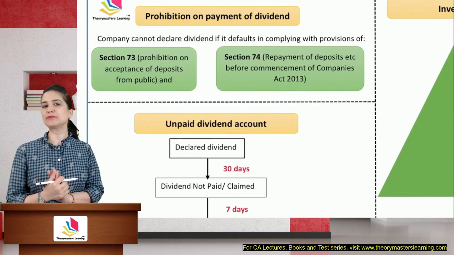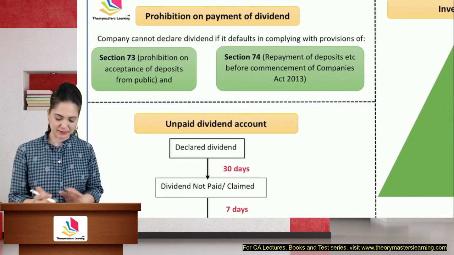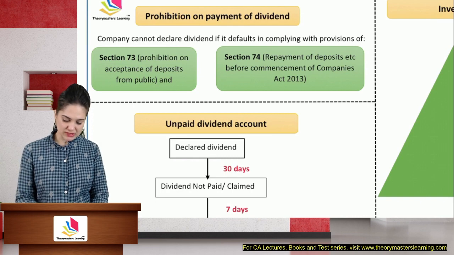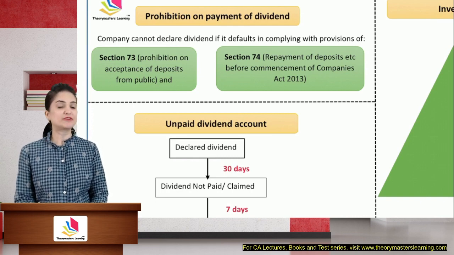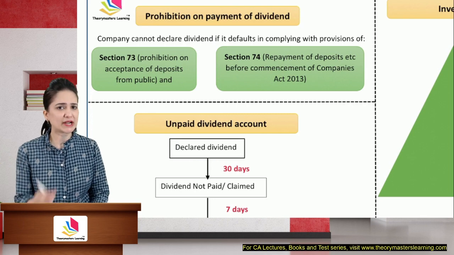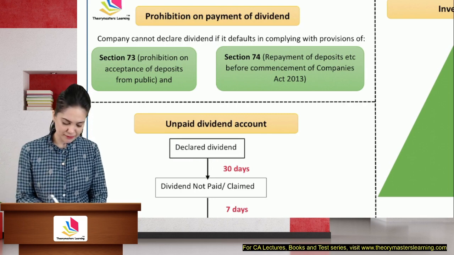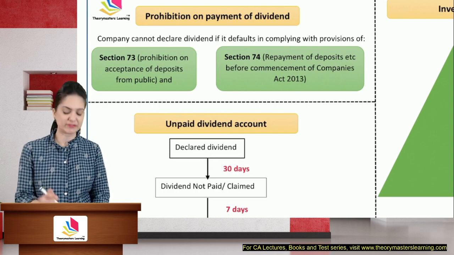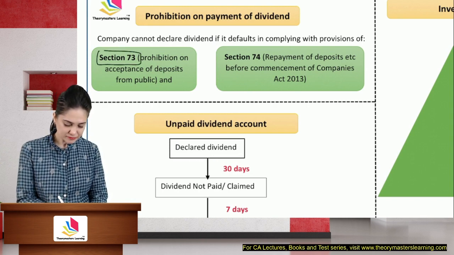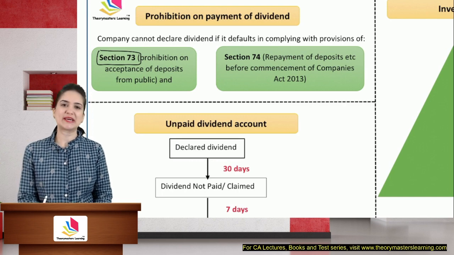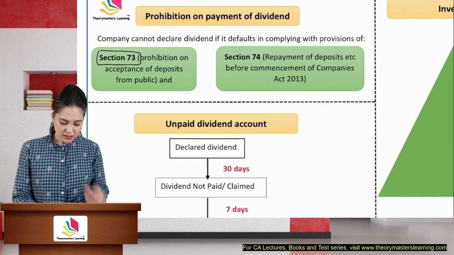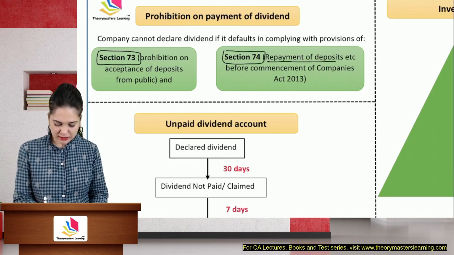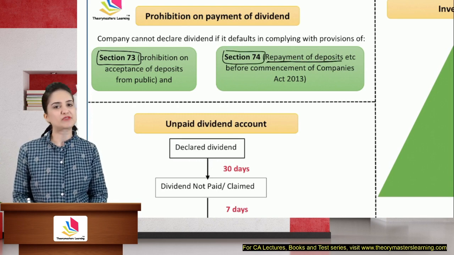Next, we have prohibition on payment of dividend. Now, in case the company has defaulted in the payment of deposits, that is public deposits, then we will not allow the company to pay dividend unless and until they comply with their current obligation. So a company cannot declare dividend if it defaults to comply with the provisions of section 73, which is prohibition on the acceptance of deposits, and section 74, which asks for repayment of deposits before the commencement of the Companies Act.